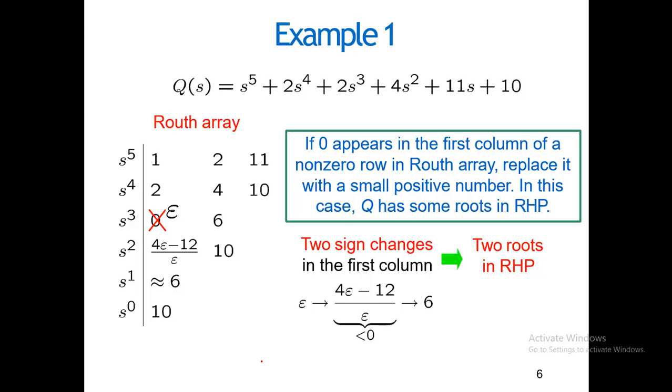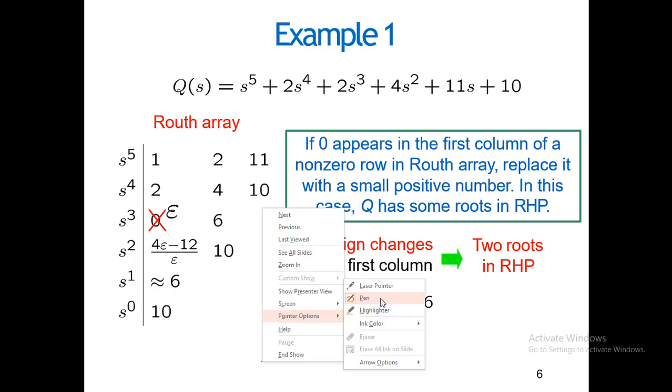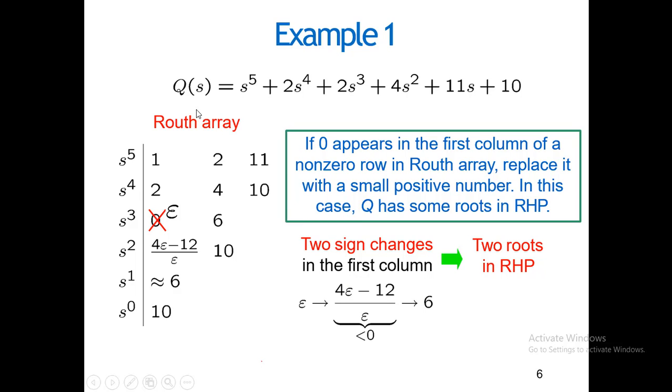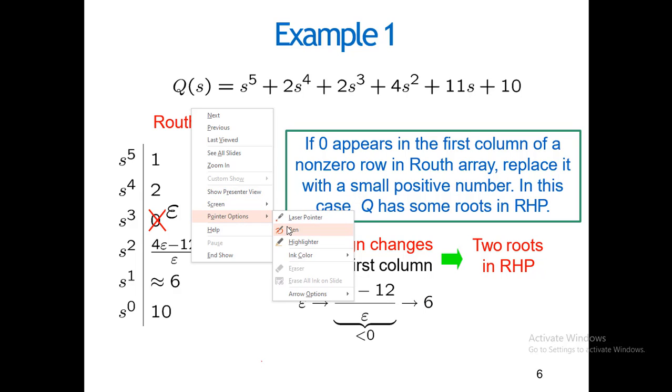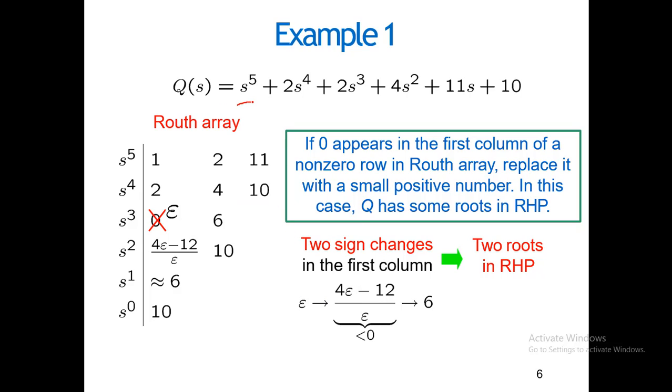So let's talk about another example. The equation given to us is basically s5 plus 2s4 plus 2s3 plus 4s2 plus 11s plus 10. Starting from s5 to s0, the values will be 1, 2, 11, and then 2, 4, 10.